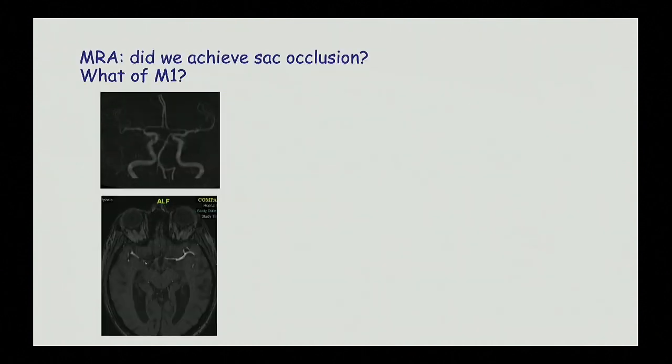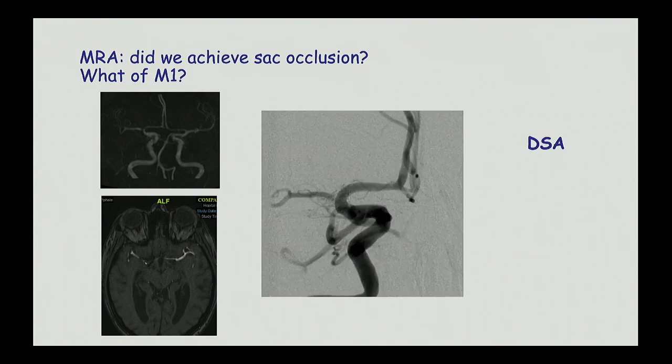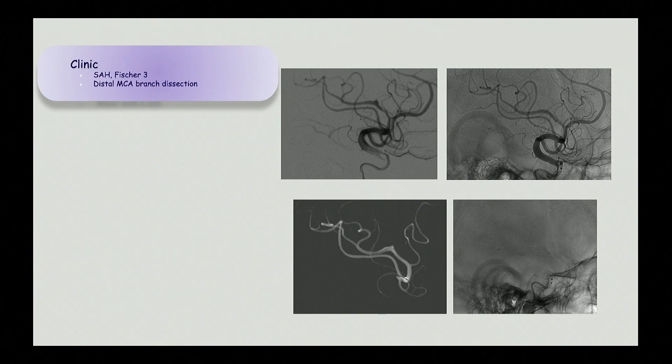This is MR, this is DSA. You see that there is stenosis, a little bit of reduction, a decrease in size of the M1 segment, but the patient is asymptomatic and there is no problem. These are distal. I have two distal occlusion of aneurysm. This is a patient who bled with a dissection of a distal branch of the middle cerebral artery.